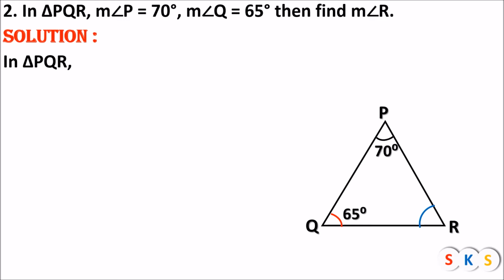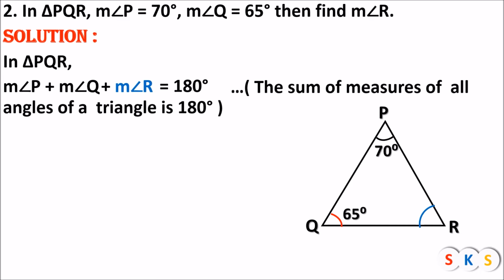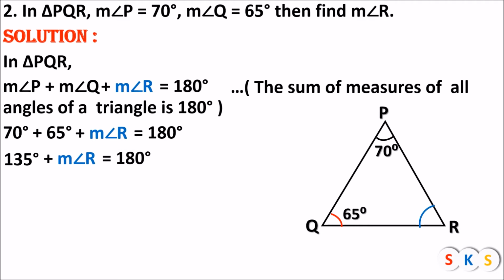In triangle PQR, we know the sum of the measures of all three angles of a triangle is 180 degrees. Therefore, measure of angle P plus measure of angle Q plus measure of angle R equals 180 degrees. Now we substitute the measure of angle P as 70, plus measure of angle Q, that is 65 degrees, plus measure of angle R equals 180 degrees. 70 plus 65 is 135 degrees, plus measure of angle R equals 180 degrees.